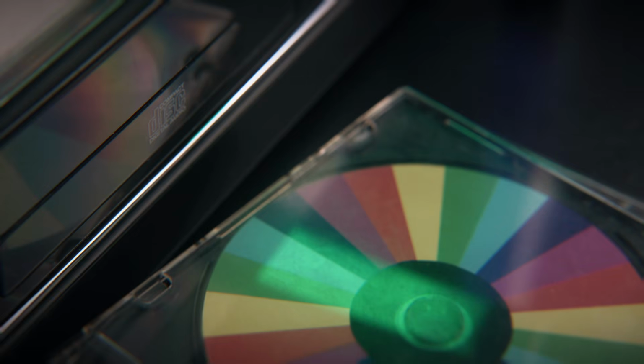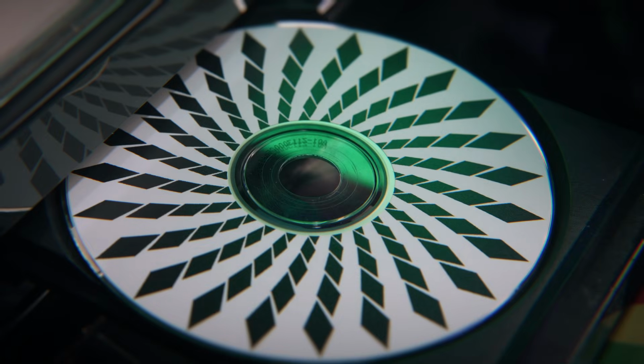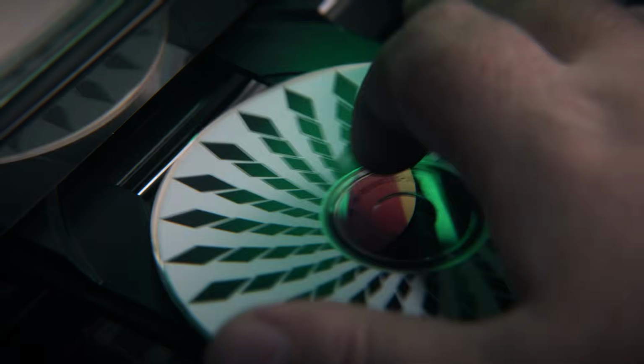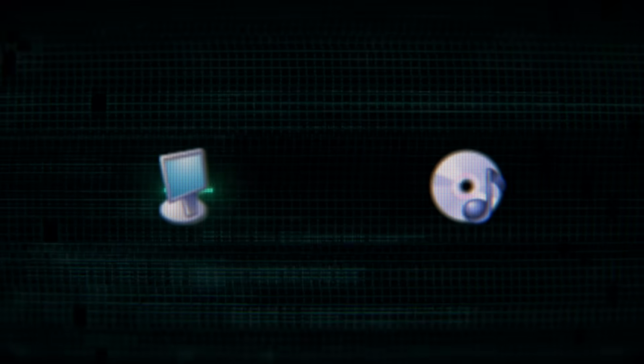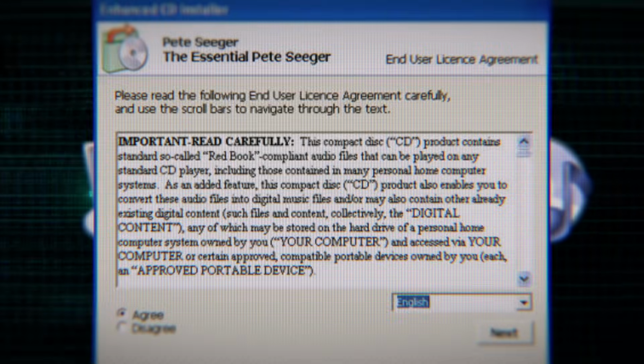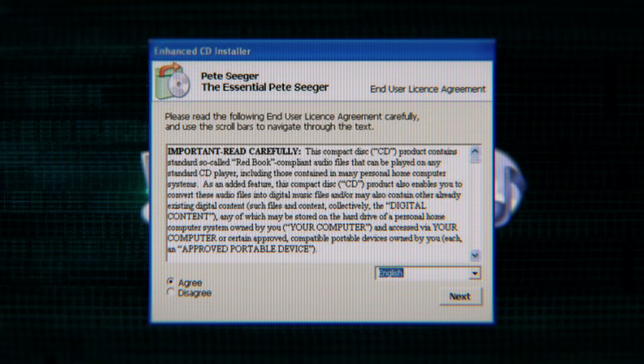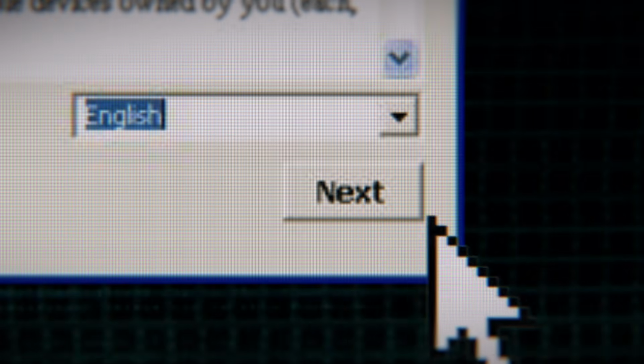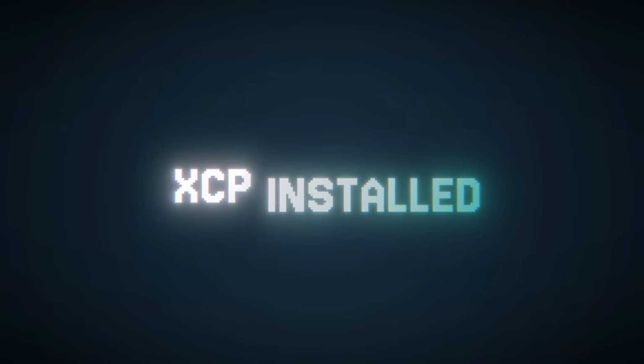The idea was to embed software on music CDs that would control how discs could be used on a Windows machine. When someone inserted one of the CDs on a Windows PC, the Auto Run feature launched the XCP installer automatically. Users were presented with a license agreement. If they accepted, software was installed. What that software actually did was not disclosed in any meaningful way.